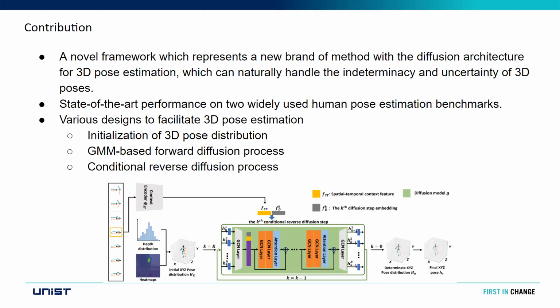And their model gives state-of-the-art performance on two widely used human pose estimation benchmarks, and they provide various designs to facilitate 3D pose estimation using diffusion. So first, the initialization of the 3D pose distribution, and they use a Gaussian mixture model-based forward diffusion process, and they use a conditional reverse diffusion process.